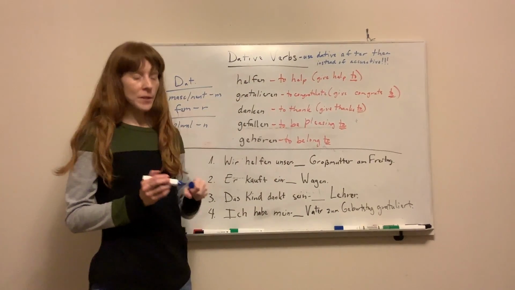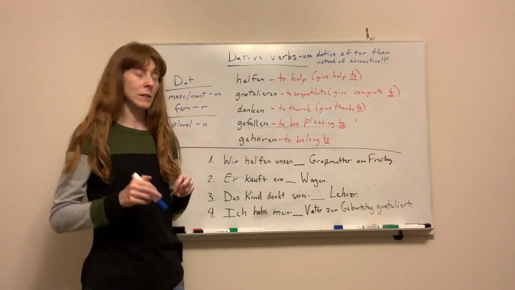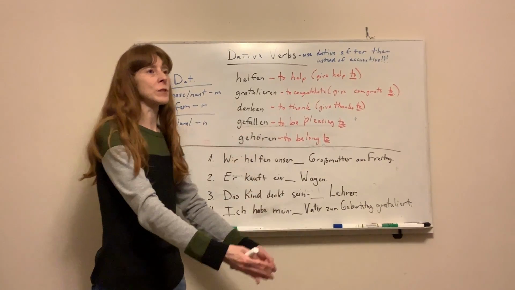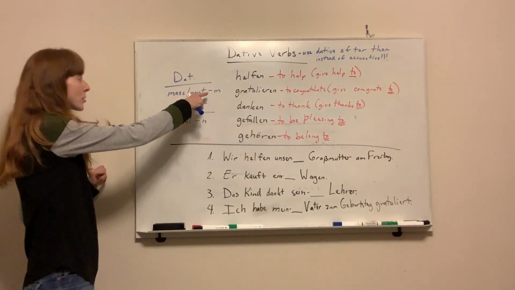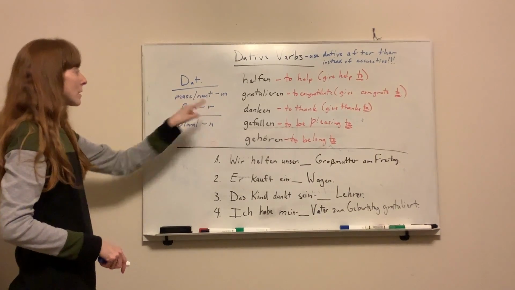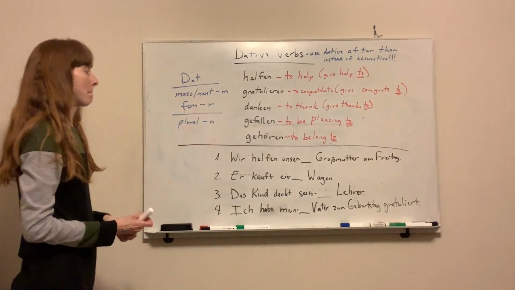we often think of the dative case as the "to" case, as in giving something to someone or showing something to someone. Okay, so I've got your reminder up here. Dative case: masculine and neuter get M, feminine gets ER, plural gets N.